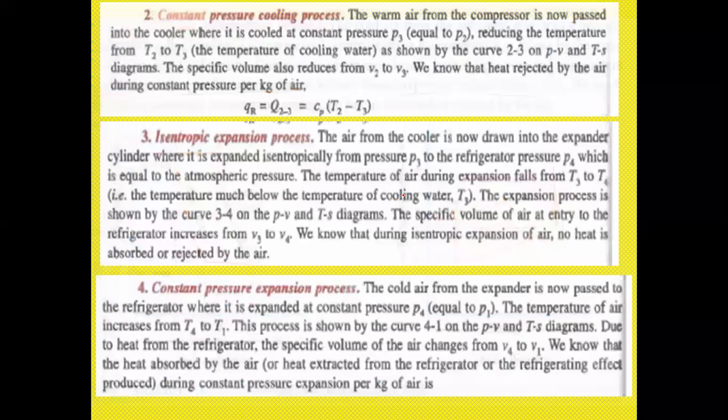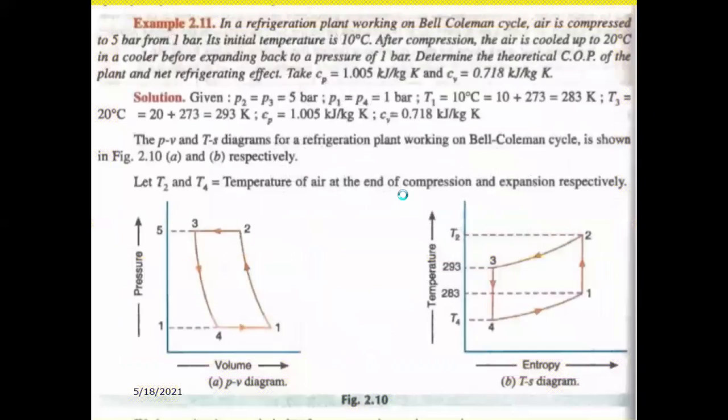Next. So based on this, we solve some problems, practice some problems. Now, in a refrigeration plant working on a Bell Coleman cycle, air is compressed to 5 bar from 1 bar.